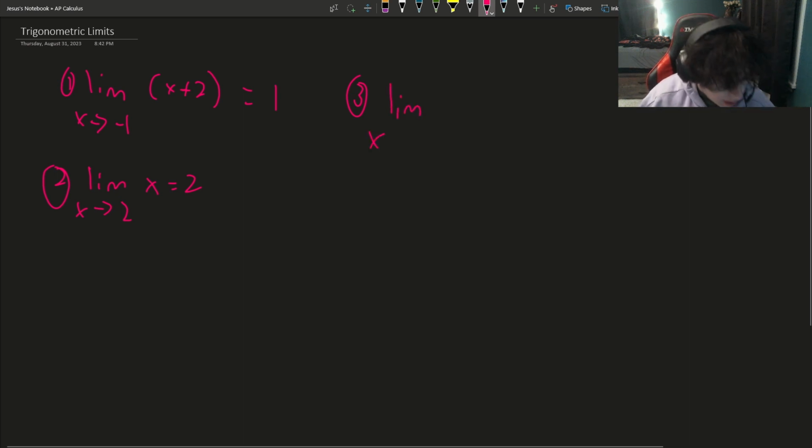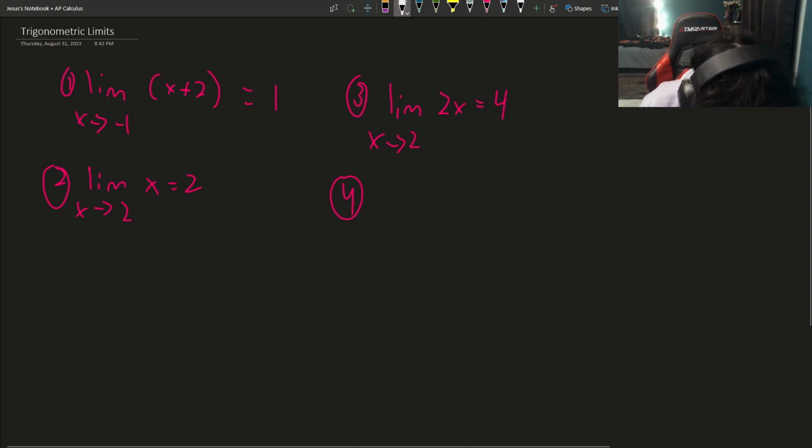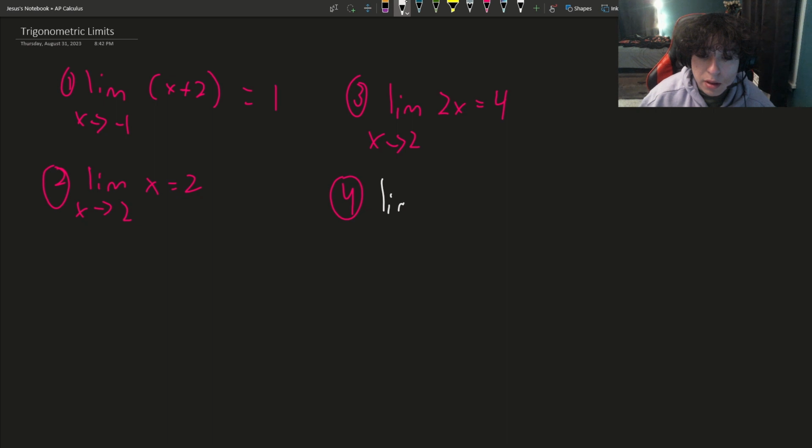The limit as x approaches 2 of the function 2x. So you just plug in 2 and you get 4. And we're going to do that, let's use y instead. 4. We're going to have the limit of x as x approaches -3.